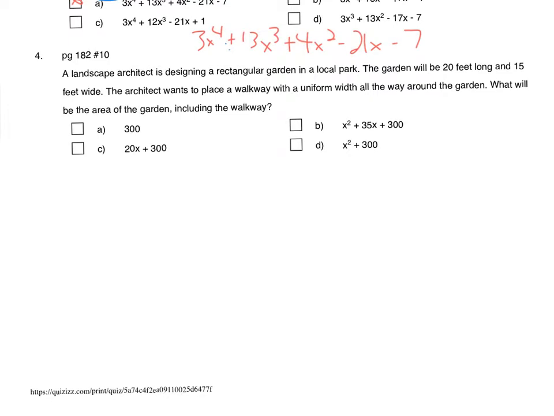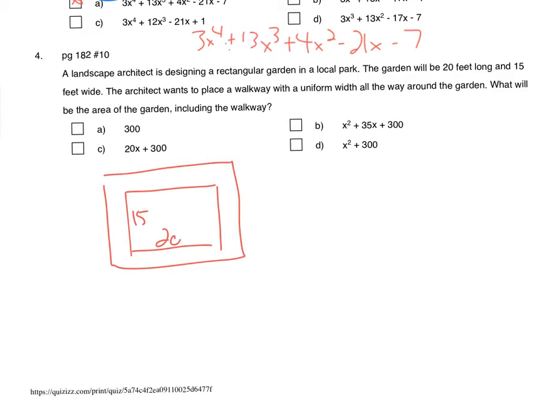So in this one we're told a landscape architect is designing a rectangular garden in a local park. The garden will be 20 feet by 15 feet. So you have something that looks like this. And then he wants to put in a walkway that goes around it. Now a lot of students on this one struggle with the term uniform. What does uniform mean? Yeah, everything's the same, right? If you're on a team, you wear a uniform. It means you look in a uniform manner. It looks the same. So all these sides, all the way around, whether it's on top, bottom, left, or right, is always going to be the same distance.